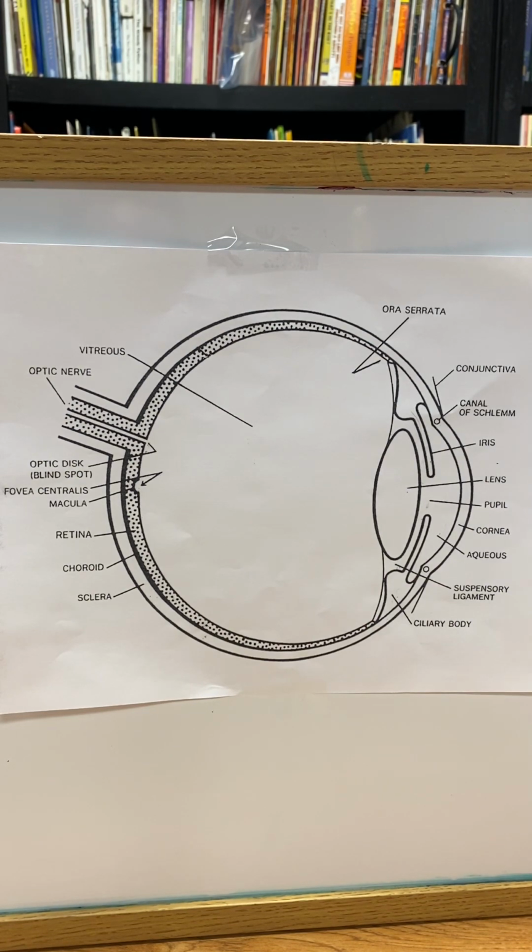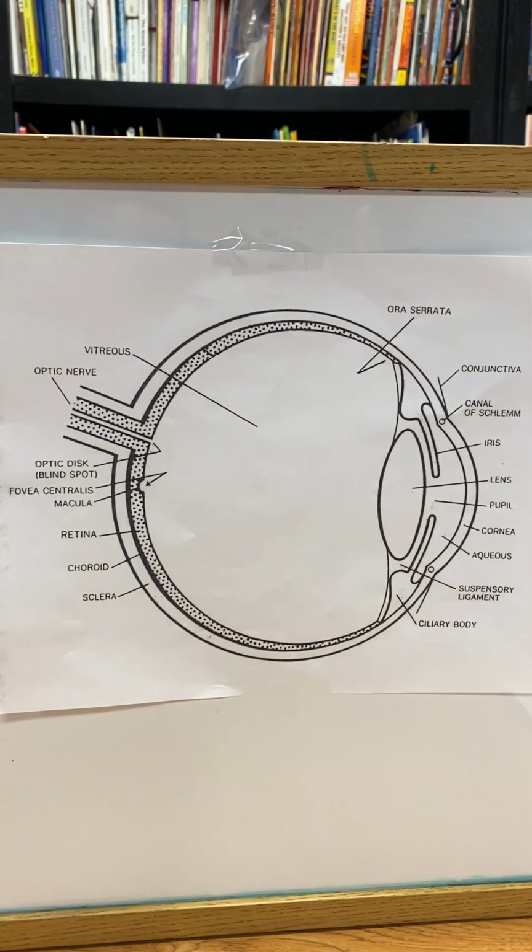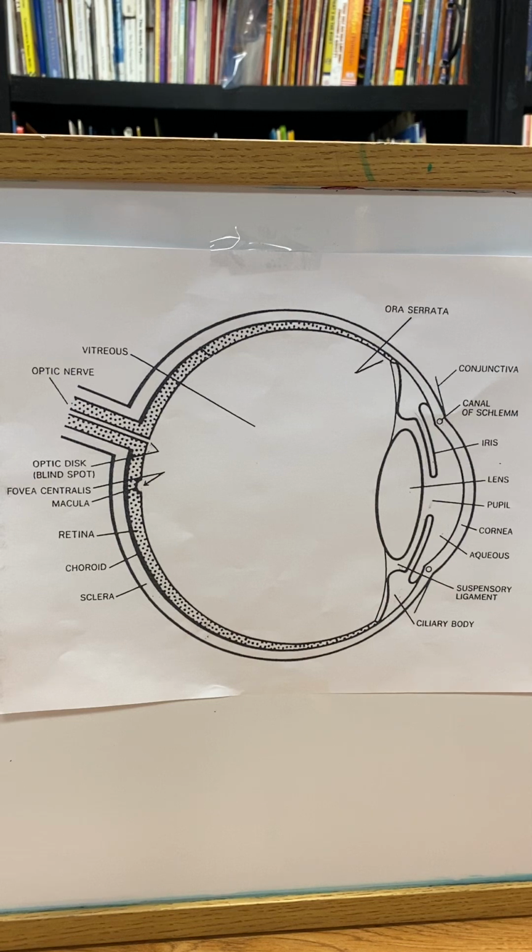Now we will talk about the next three structures and their functions together. The lens, the suspensory ligament, and the ciliary body. The lens is a biconvex structure that is located behind the iris. It is held in place by the suspensory ligaments. The lens's function is to change shape and focus light on the retina.